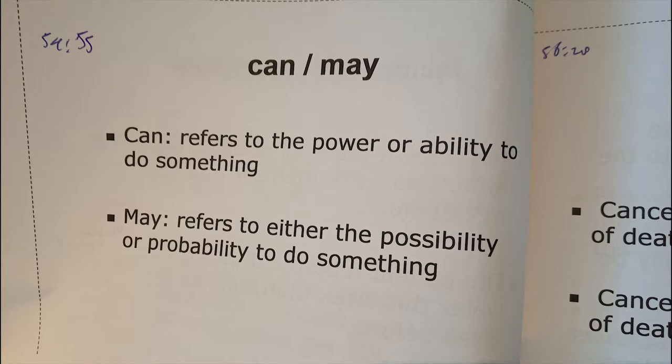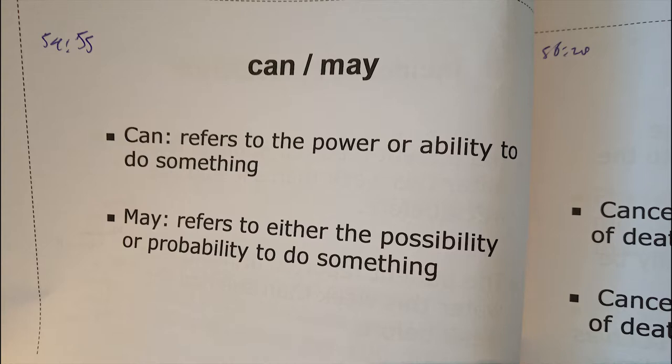Can and may are not the same. Can refers to the power or ability to do something. I can jump up and down, right? I have the power, the ability to do it. May means it's not about my ability, it's possibility, probability, outside my control. It may rain today. I don't know if it will or not. I have no power to control the weather. So outside of my control, may.